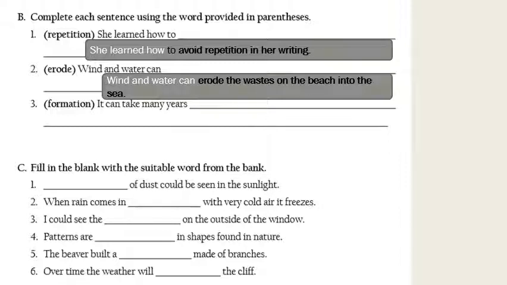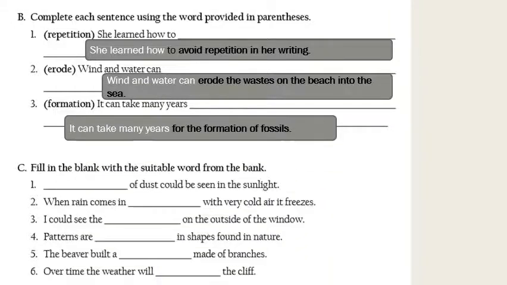Okay, number three, formation. Again, we repeat, formation is to form something. It can take many years for what? Can take many years for formation of certain things, like what? Like fossils. It can take many years for the formation of fossils. It can take many years for the formation of a great staff in a huge company, for example. So we finished part B. It's very easy. It's not difficult and not complicated.